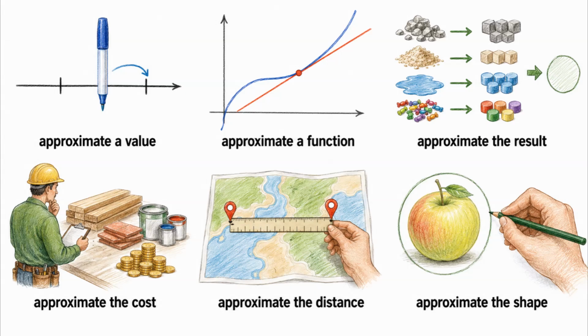Round 3.14159 to 3.14 to approximate a value of pi. A tangent line can approximate a function near the point of contact. Round each number first to approximate the result without a calculator.